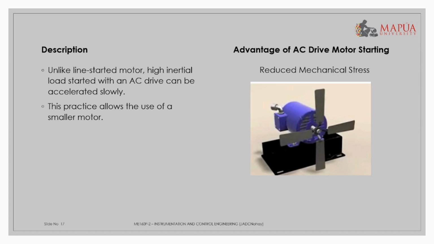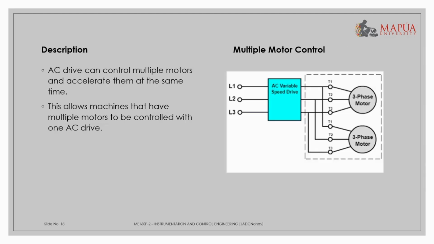Advantage of AC drive motor starting. Reduce mechanical stress. Unlike line started motors, high inertial loads started with an AC drive can be accelerated slowly. This practice allows the use of a smaller motor. Multiple motor control. An AC drive can control multiple motors and accelerate them at the same time. This allows machines that have multiple motors to be controlled with one AC drive.